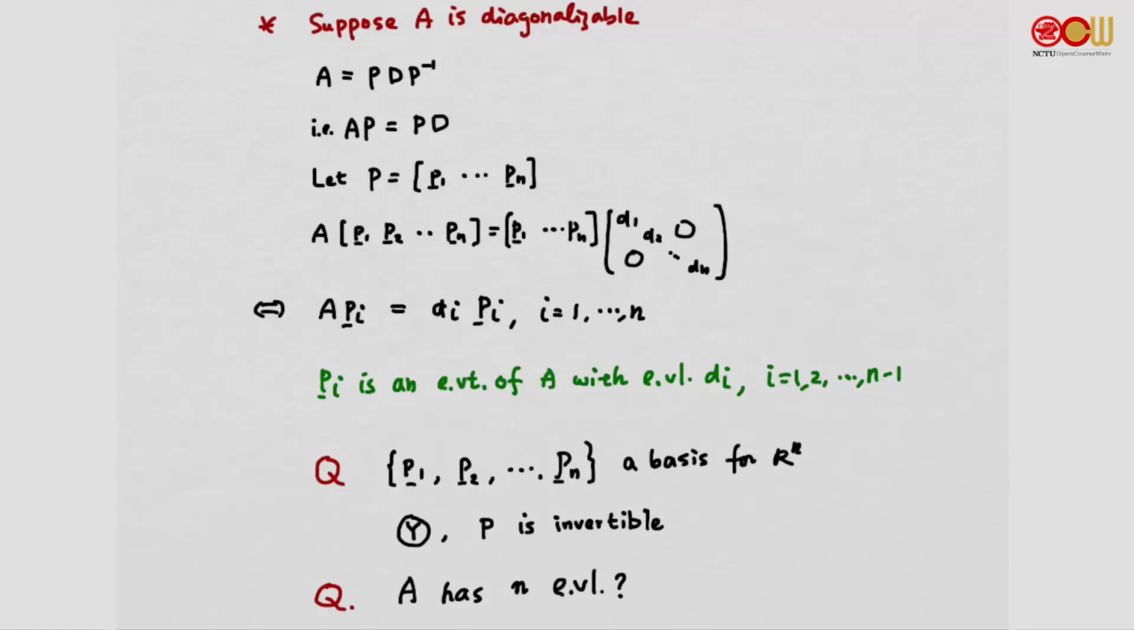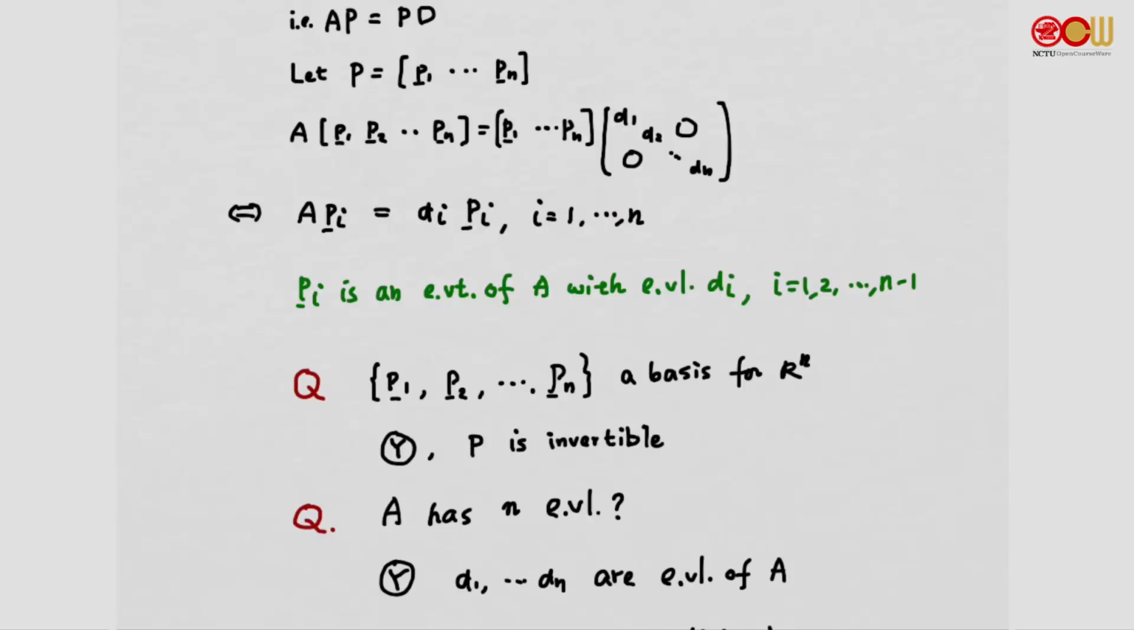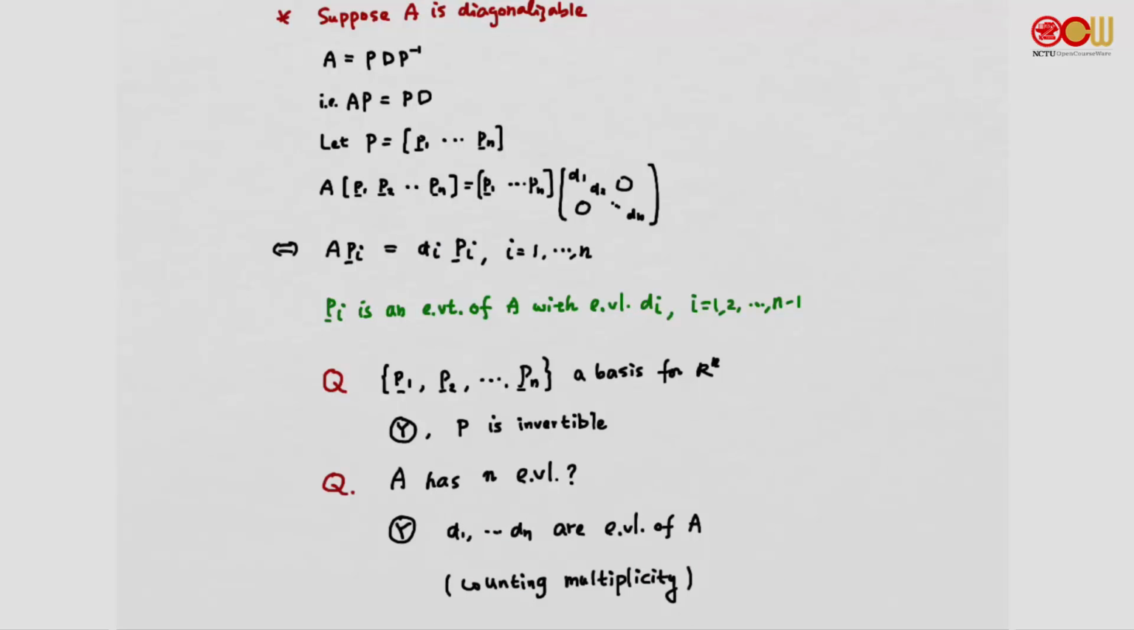In this case, when A is diagonalizable, can we say A has n eigenvalues? Yes, indeed. Why? Because these D1 to Dn are eigenvalues of A. But of course, when we say n eigenvalues, we are counting multiplicity. So if an eigenvalue has a multiplicity equal to 2, then we count it twice. So some of the eigenvalues may be identical.